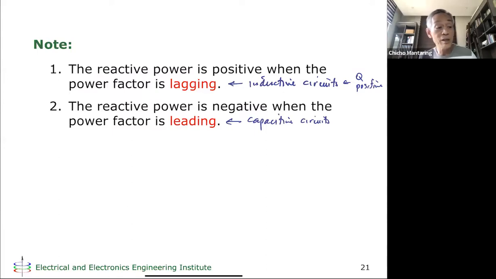Pag tinignan mo yung tawag dito, yung phasor diagram, laging nauna yung current kaysa sa voltage, ano? Nauna yung current sa voltage. And here, your Q is negative.